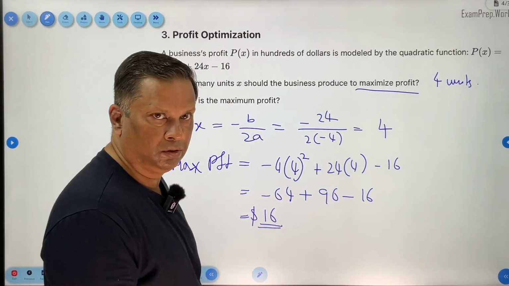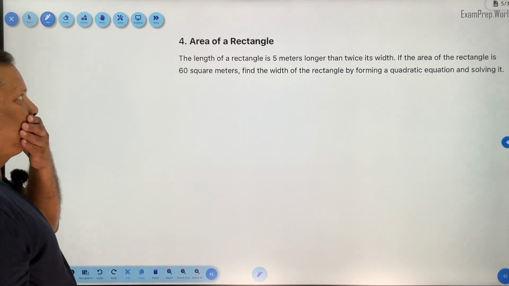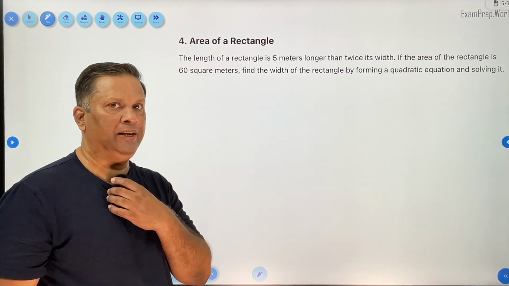64, 16, correct. So my answer is right. So let's do the next one. Now here it's a practical scenario.